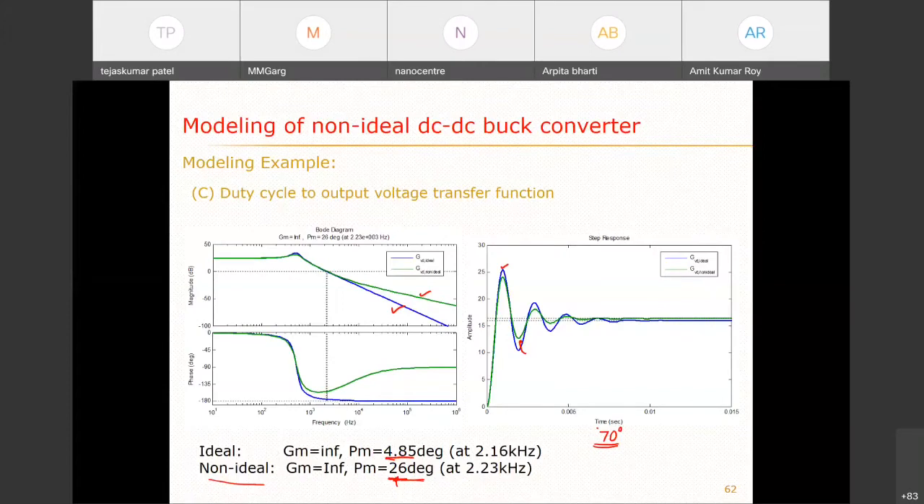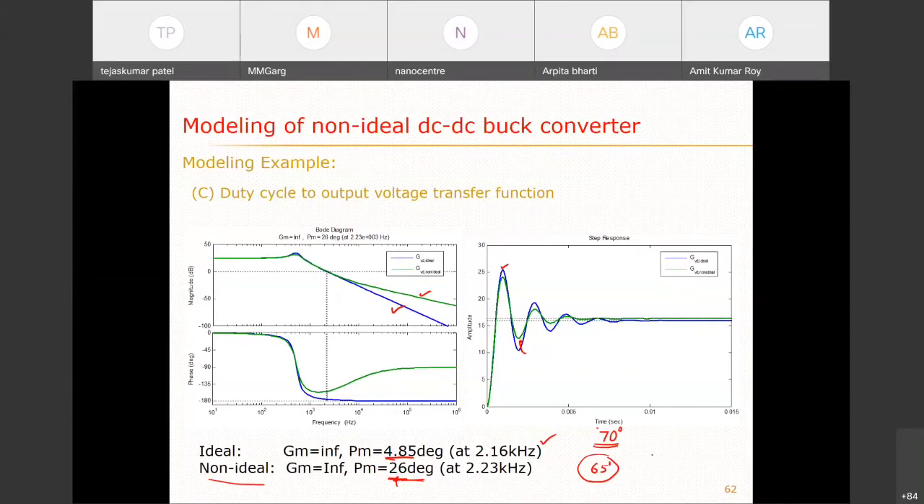Now, that will not be the ideal one, right? It means my practical converter, with all these non-idealities, is providing me a phase margin of 26 degree. So when we discuss the controller, let's say I am designing a controller which needs a phase margin, and I define that it should have a phase margin of 70 degree. Roughly, for a converter, the thumb rule is that it should be greater than 50 degree or so, more than 50 degree. So let's say I define it to be 70 degree.